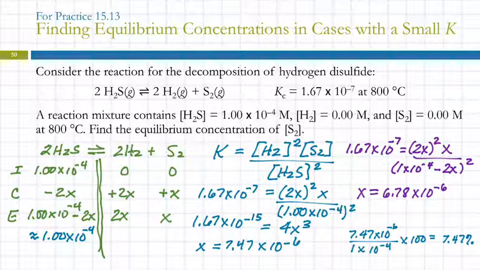You might say, well, that's not that much different. You gotta draw a line somewhere, right? What is the difference? Let's find the percent difference there. 6.78 times 10 to the minus 6 minus 7.47 times 10 to the minus 6, divided by 6.78 times 10 to the minus 6, times 100. That's 10%. It's a 10% difference.